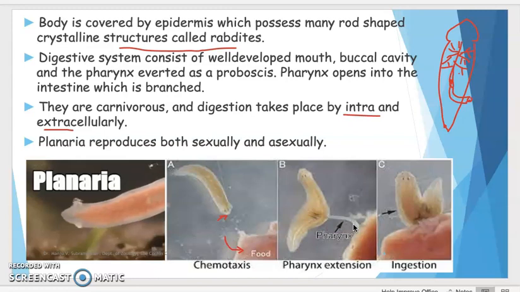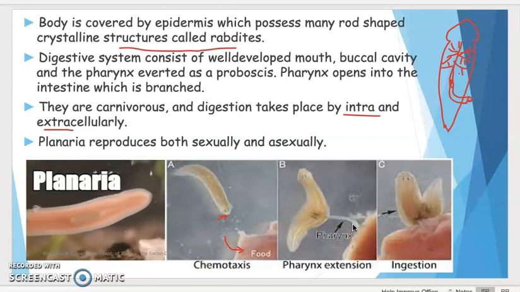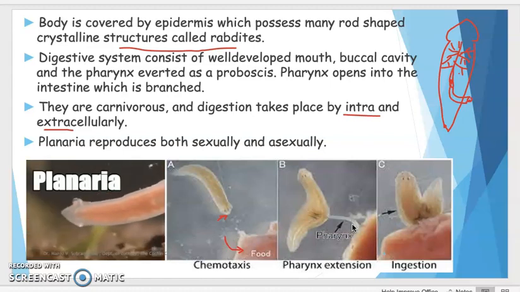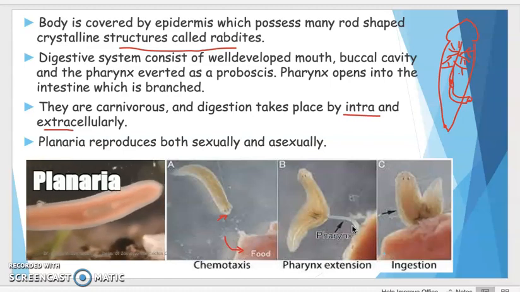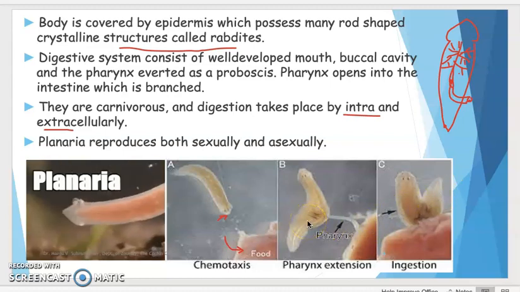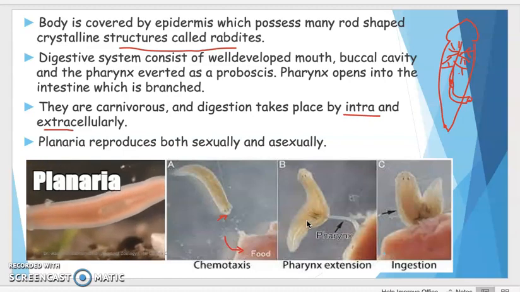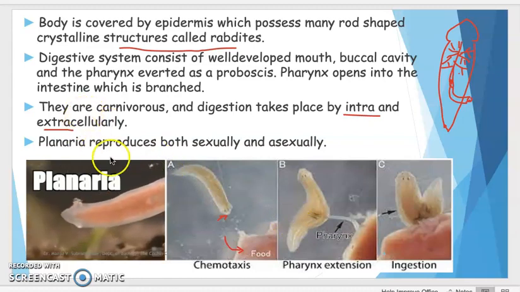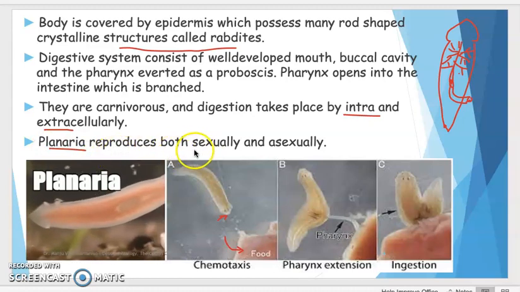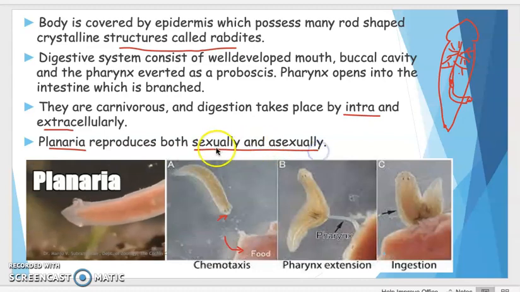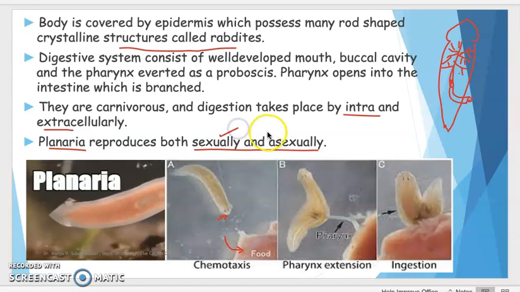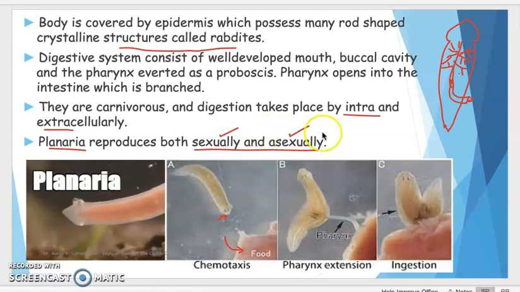And intracellular digestion is also present in this organism. Extracellular digestion takes place in the intestinal lumen, as in the case of other animals. So that is a special type of feeding that you can see in planarians, and these planarians reproduce both sexually and asexually. Sexually is by producing gametes, and asexually by fission.